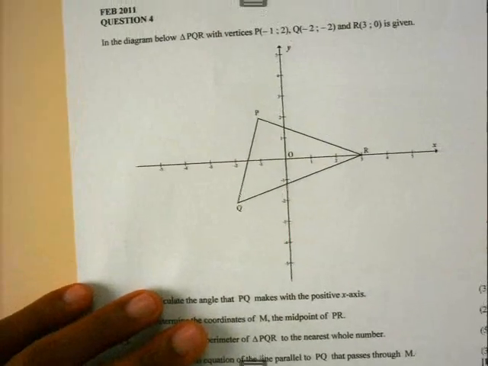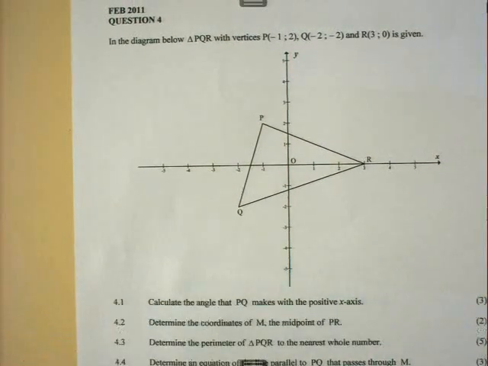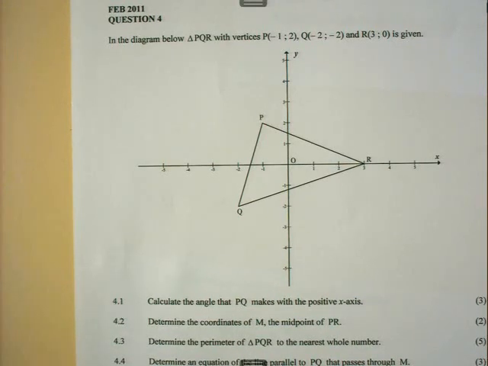Right. We have question 4. This, of course, was February 2011. They are saying here, in the diagram below, triangle PQR with the vertices P, Q as well as R is given. Then we can see there that is P. What are the coordinates of P there? That is (-1, 2).